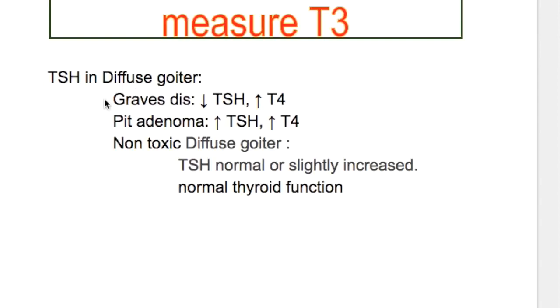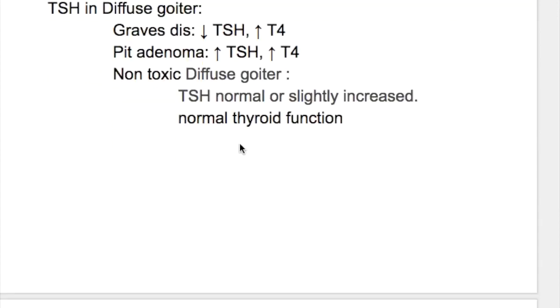Diffuse goiter occurs in Graves' disease, pituitary adenoma producing TSH, and non-toxic diffuse goiter due to iodine deficiency. In Graves' disease diffuse goiter, there is decreased TSH and increased T4. In pituitary adenoma, increased TSH, increased thyroxine. And in non-toxic diffuse goiter, TSH is normal and thyroid functions are normal.